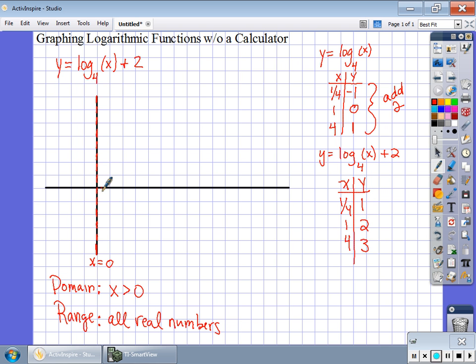And so 1/4, 1 is going to be right about here. We'll label that point 1/4, 1. 1, 2 is right here. We'll label that point 1, 2. And then 4, 3 is going to be right there. 4, 3. And we're ready to draw our graph. And there you have it.